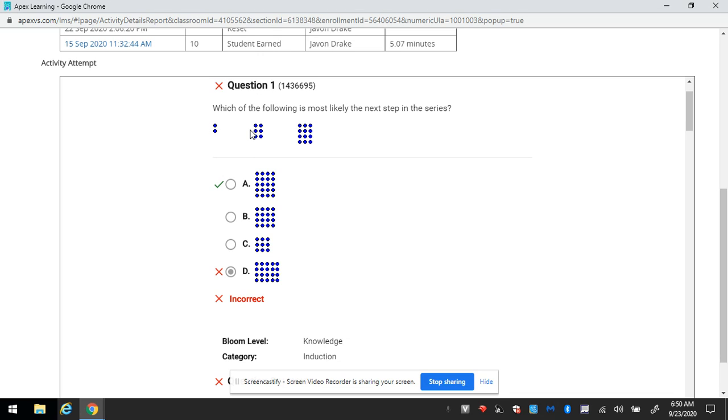Each time the object gains a line to the right, it's also gaining a dot to the top. So it's getting taller and it's getting wider. The one that you chose, the object is getting wider, but it's not getting taller. If you look at A, it's getting wider and it's getting taller. So that would be the next step in the series.